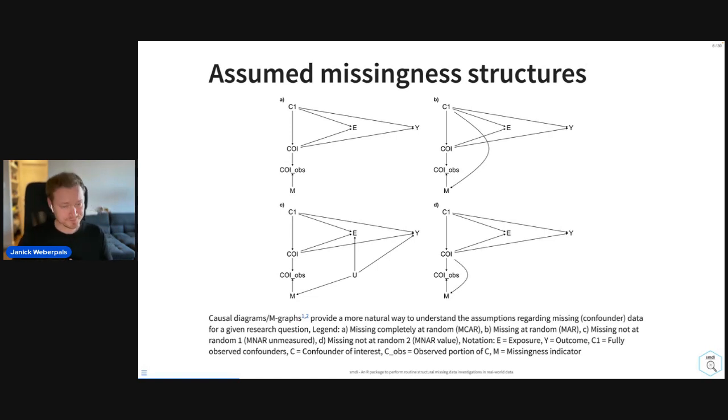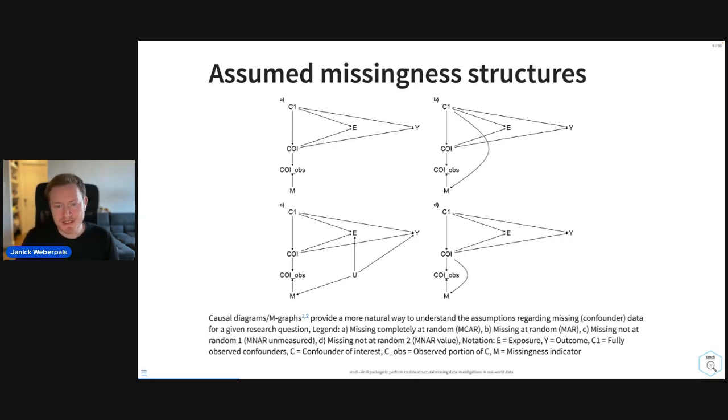So the missingness is completely independent of any observed or unobserved factors. So this is shown here in the causal diagram in A. In B would be a missing at random scenario where the missingness could be explained by fully observed covariates that we denoted here as C1.